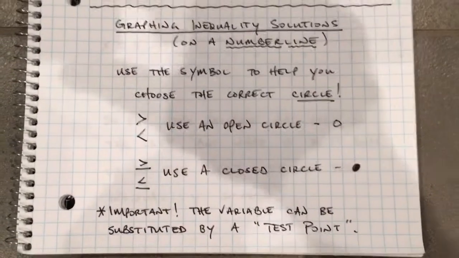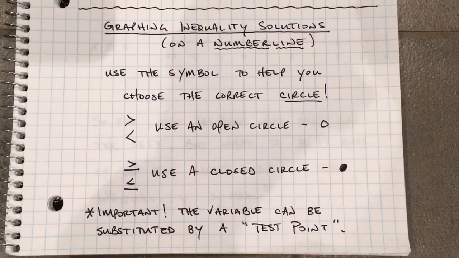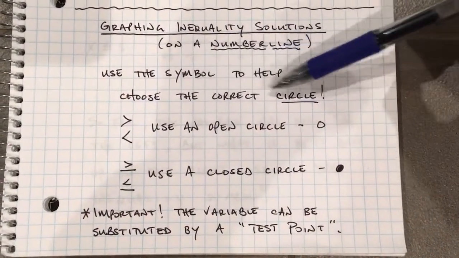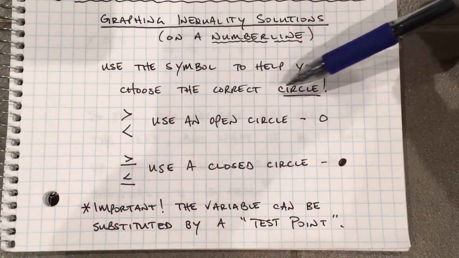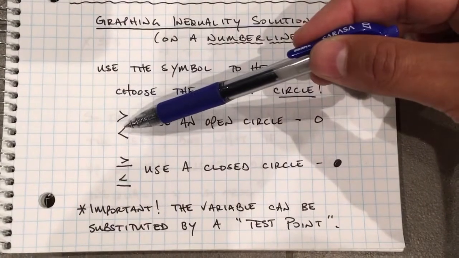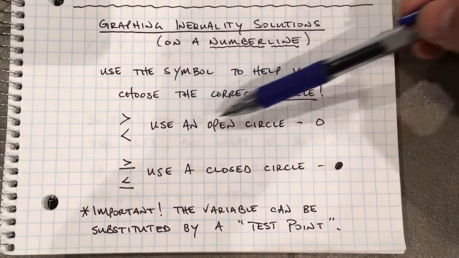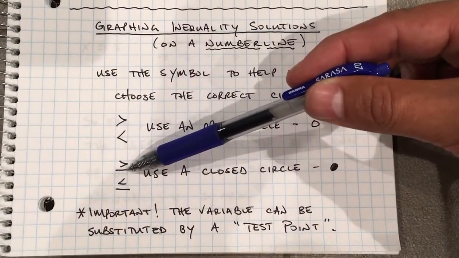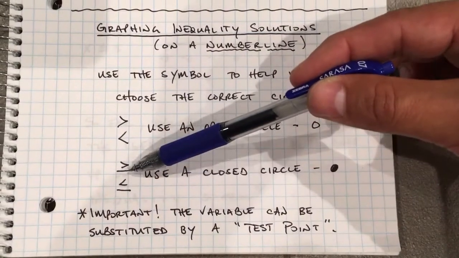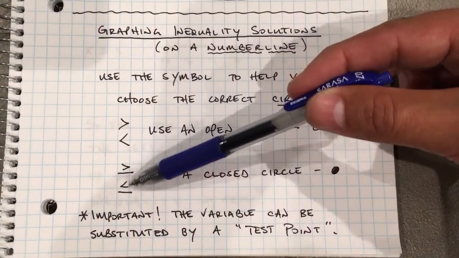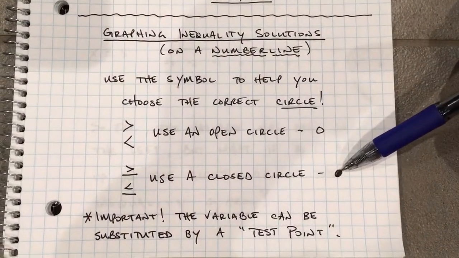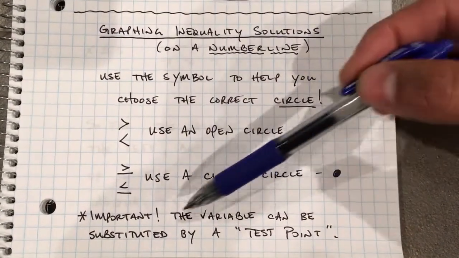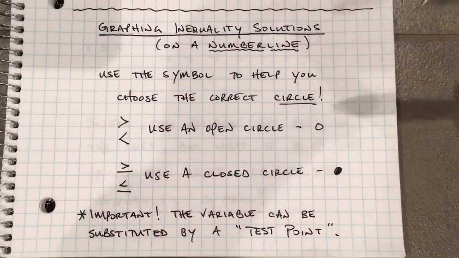Okay, moving on to graphing the inequality solutions. And we're going to graph these on a number line. You need to use the symbol to help you choose the correct circle when you're actually graphing. If it's a greater than or less than symbol, you're going to use an open circle. And if it's a greater than or equal to, less than or equal to, if it has one of those symbols that has the line underneath, you're going to use a closed circle. This is important. The variable can be substituted by a test point, and there's more on that in just a minute.